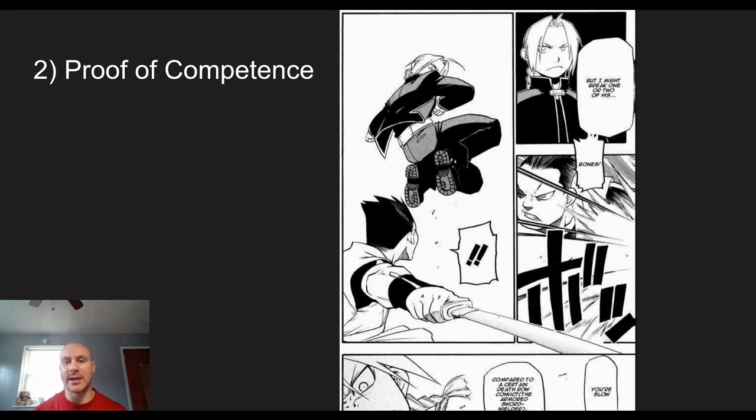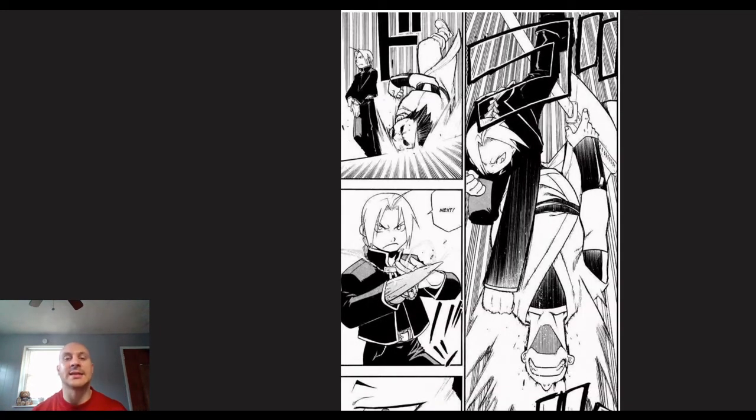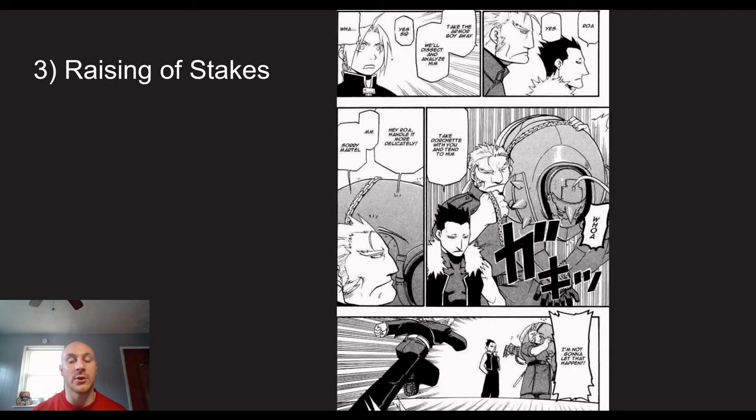And basically what happens in this scene is a lackey's sent off at Ed, and Ed one-shots him, right? And that's all you need to have this proof of competence. And at the bottom left-hand panel, you see that Greed is acknowledging that, oh, he might actually be a somewhat formidable foe. I might have to take care of this myself. So then this leads into the third point.